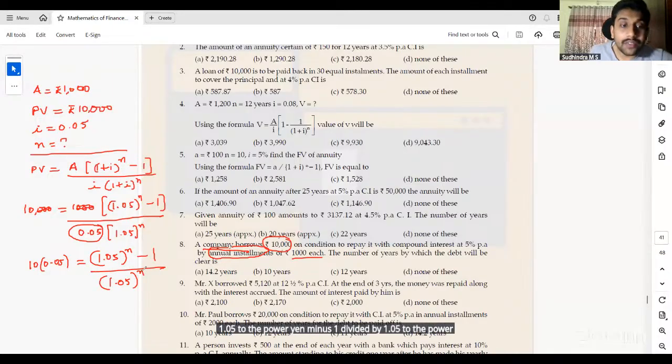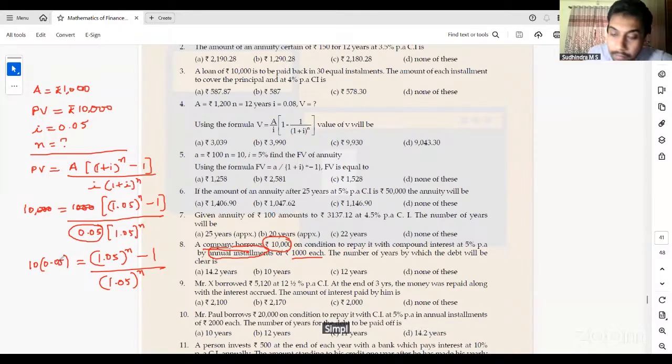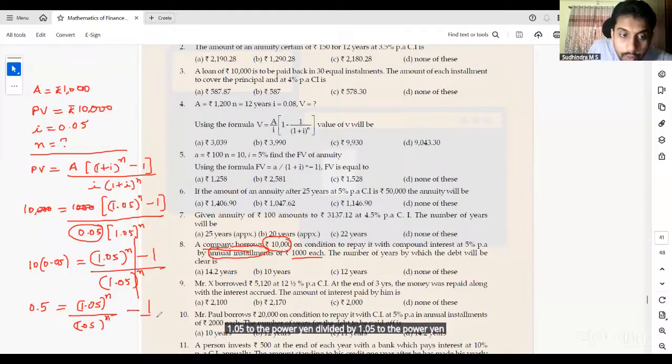If I take 1.05 to the power n to the other side, simplification will be more complicated, so I'll retain that on the RHS itself. What is 10 into 0.05? 0.5. Here, can I split this and write 1.05 to the power n divided by 1.05 to the power n, minus 1 divided by 1.05 to the power n? If I take the LCM, I get this numerator.